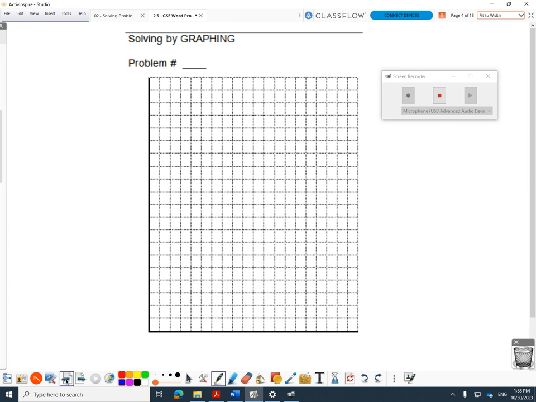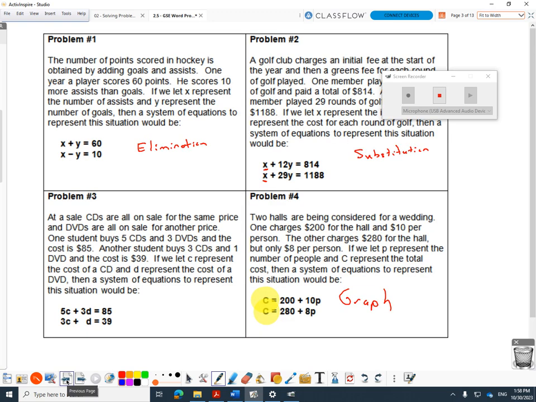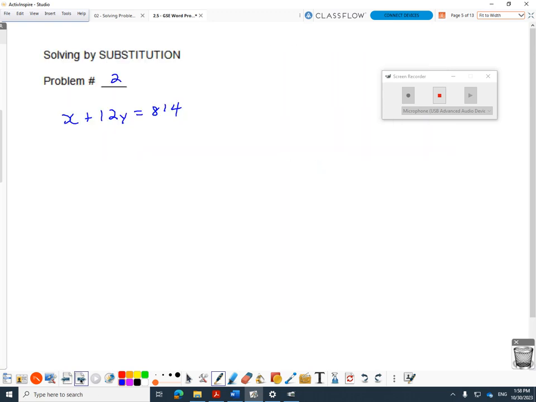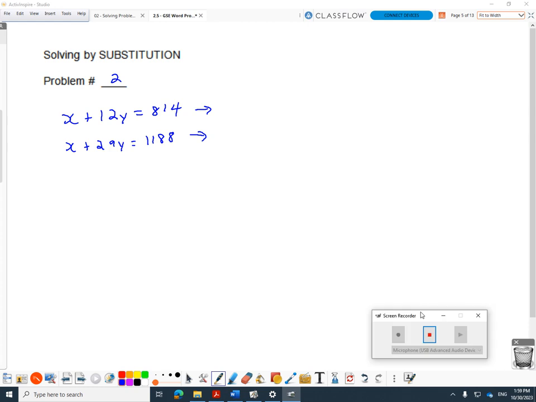X plus 12y equals 814. Another good reason we don't want to graph this thing. 814, that would be weird. X plus 29y equals 1188. You can write them how you want. I like putting a little arrow here when they're not written just the way we want for substitution.